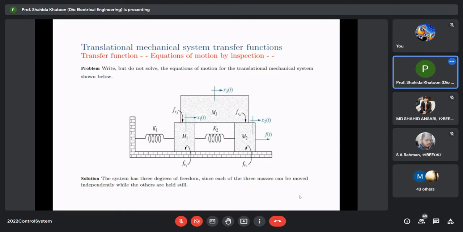So you need to understand how to draw the mathematical model of a mechanical system and of an electrical system independently, and then the two of them taken together, that is electromechanical systems.